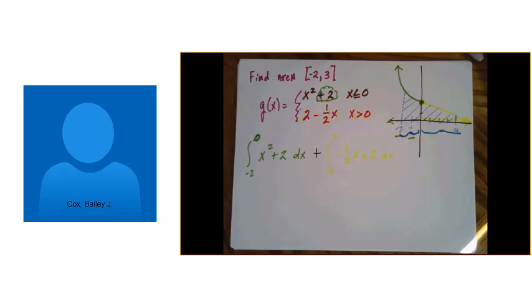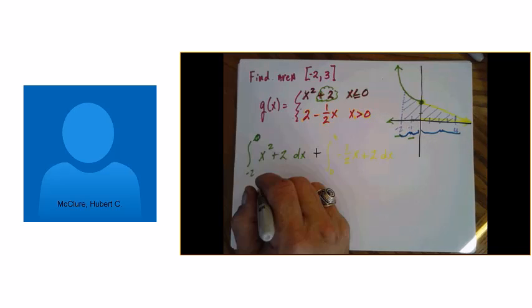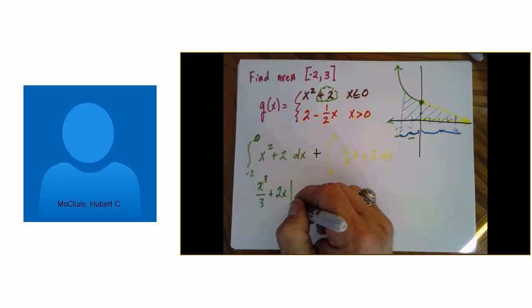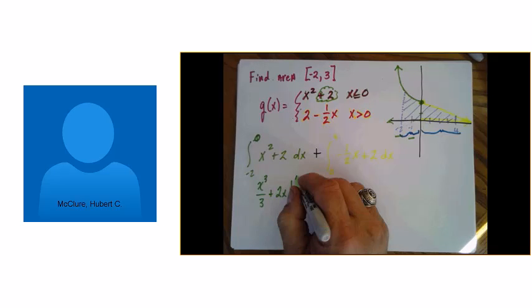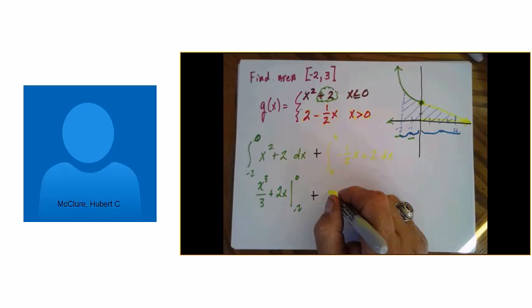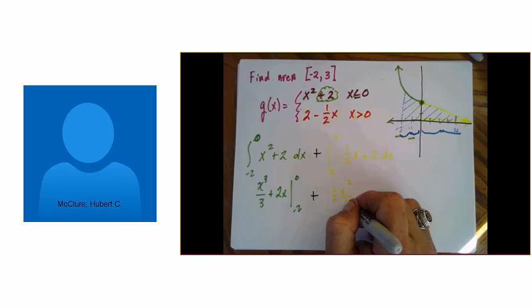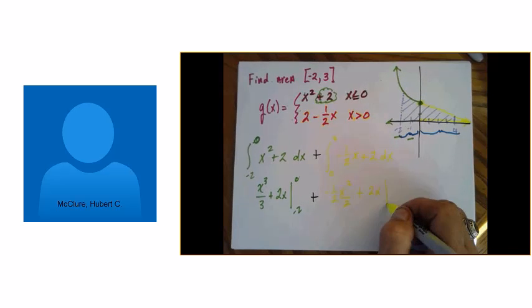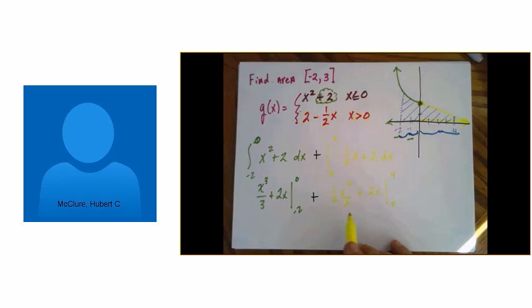So the derivative here, of course, if you're watching the video, you could pause this and do the work and then see if you got it right. But looks like here would be x to the third over 3 plus 2x evaluated at negative 2 and 0, plus, let's see, that's going to be negative 1 half x to the second over 2 plus 2x evaluated at 0 and 4. And you can make that negative x squared over 4.